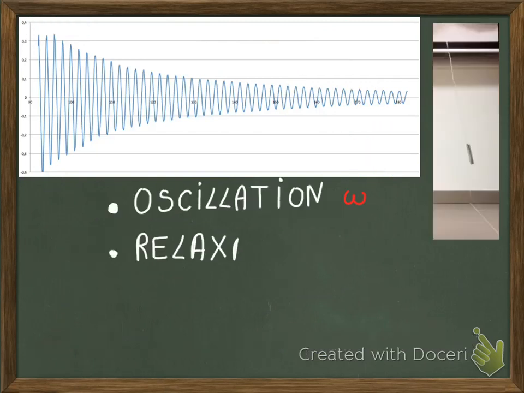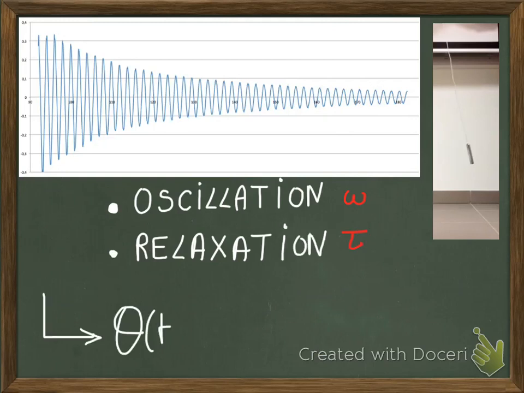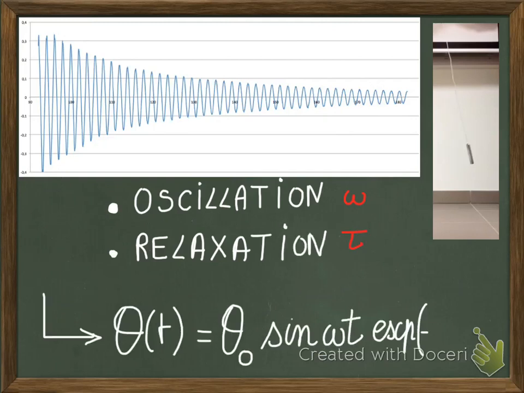Just looking at the behavior, we immediately observe, at least for the long time, that we have oscillation with a frequency omega that is pretty well defined, and that we also observe the relaxation that we expect to describe with the time tau, using theta of t equals theta 0 sine omega t exponential minus t over tau. Let's have a look if that makes sense and if we can define omega and tau quantitatively.